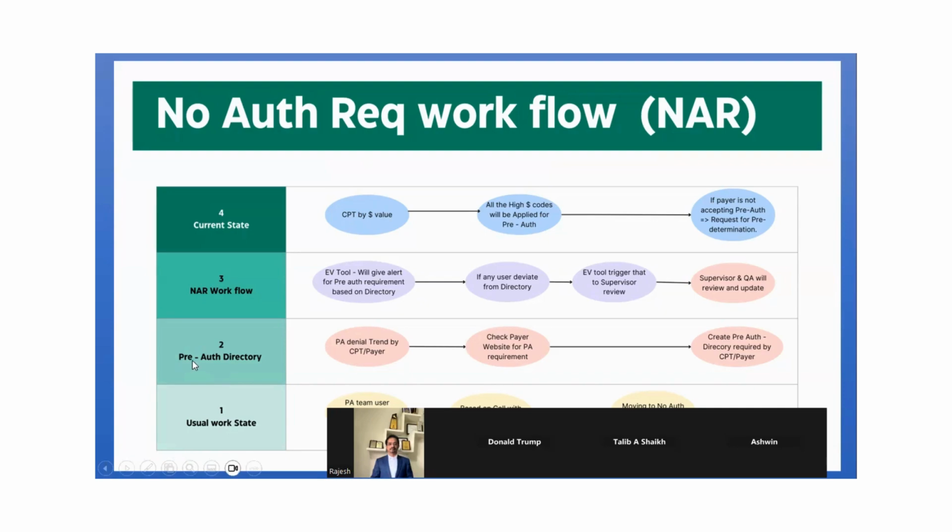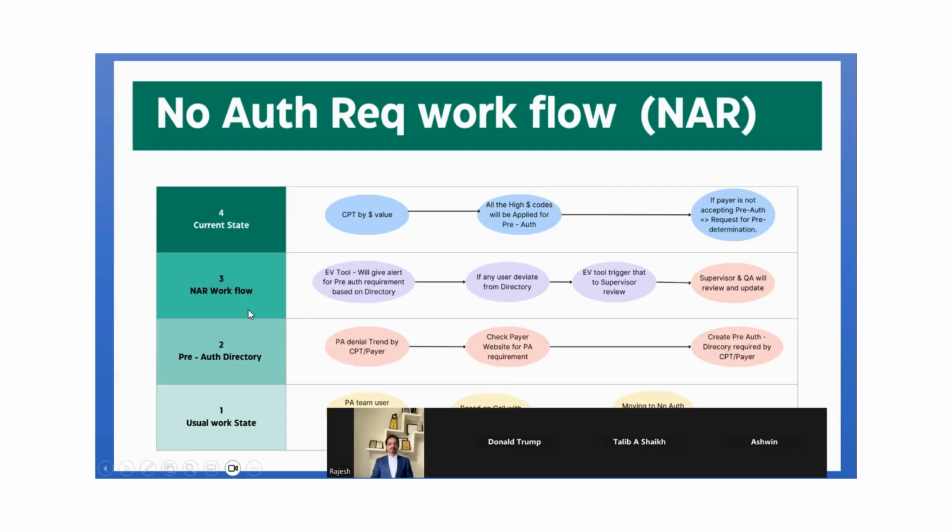And what we used to do is create a pre-auth directory, right? PA denial trend by CPT by payer. We try to create that directory and check the payer website and the PA requirement. Then we collect all the documents and create a pre-auth directory of what is required by CPT by payer. So this is your work, right? As an AR, what do you need to do? Check authorization denials and start working on which CPT codes need auth. This directory you have to create and give back to the auth team.